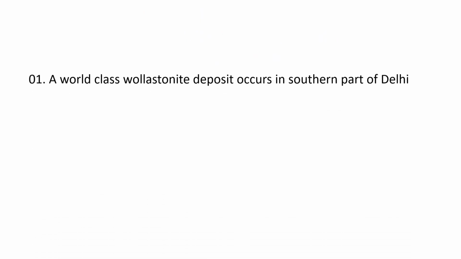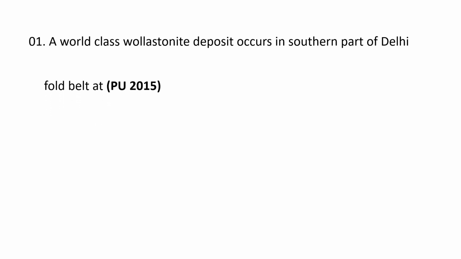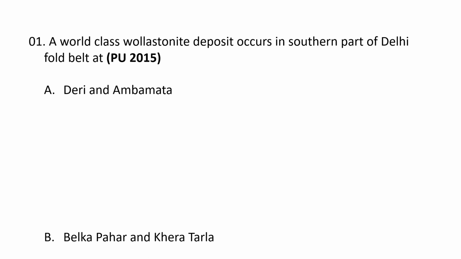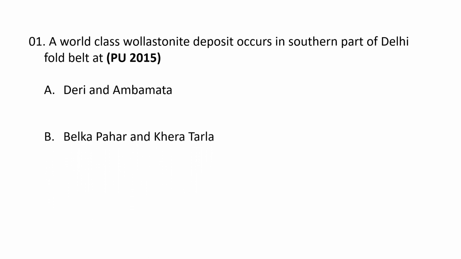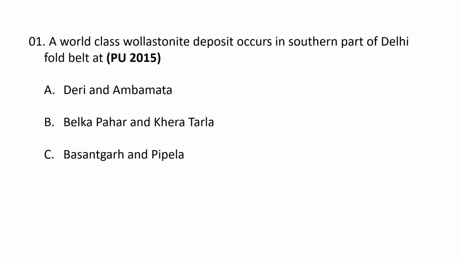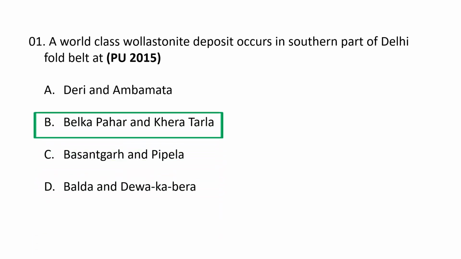A world-class wollastonite deposit occurs in southern part of Delhi Fold Belt at, the choices are A. Deri and Ambamata, B. Belka Pahar and Kera Tarla, C. Basantgarh and Pipla, D. Balda and Devaka Bera. So the correct option is: world-class wollastonite deposit occurs in Belka Pahar and Kera Tarla.